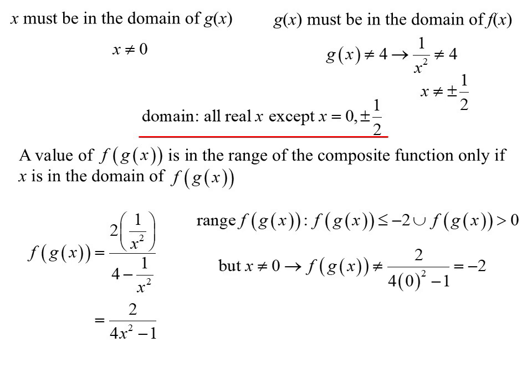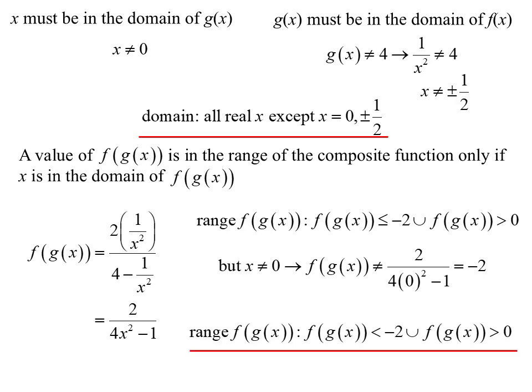But remember, I'm not allowed to substitute 0 into this function because that's an exclusion in the domain. And when I substitute 0 in, I actually get the value of negative 2. So now I have to just update my range of the composite to take out that other point of exclusion. The range becomes less than negative 2 and greater than 0.